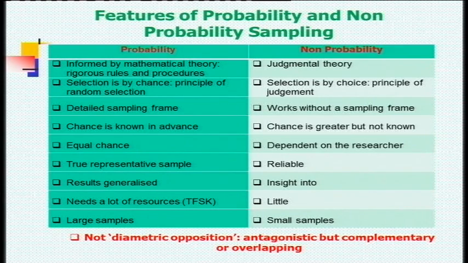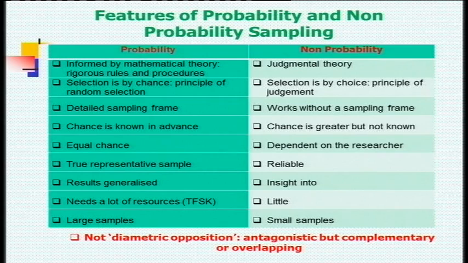Now, let me quickly relate the features of non-probability sampling to probability sampling. Probability sampling is informed by mathematical theory. That is to say, it is guided by rigorous rules and procedures. Non-probability sampling is guided by judgmental theory. In probability sampling, selection is by chance, guided by the principle of random selection, while in non-probability sampling, selection is guided by the principle of judgment.